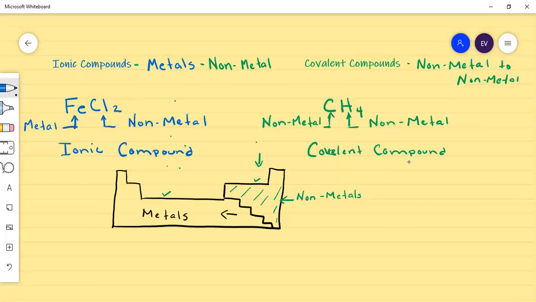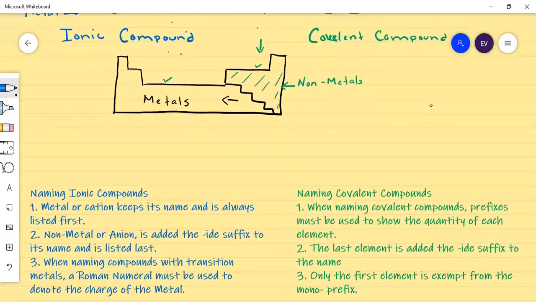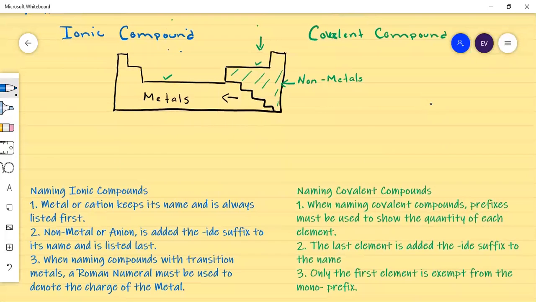Now, the reason you need to know the difference is because an ionic compound and a covalent compound have different rules for determining the name of those compounds. Okay? So let's take a look at the rules. All right, so naming ionic compounds. Rule number 1 says that the metal or the cation, which is the positive ion, always keeps its name, and it's always listed first.